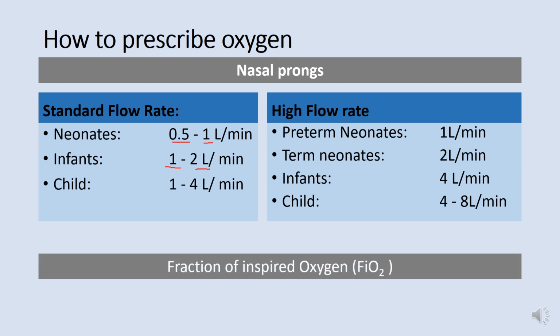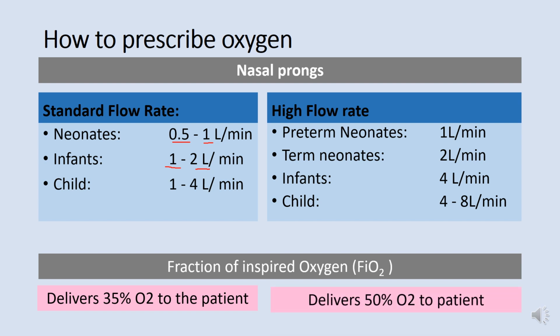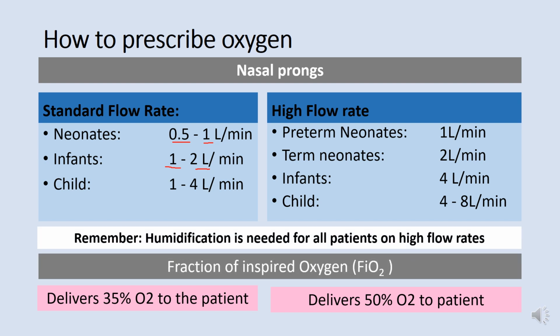What is the fraction of inspired oxygen expected when you deliver oxygen by nasal prongs this way? So when you use the standard flow rates, you're able to deliver 35% oxygen to the patient. And when you use the high flow rates, you're able to deliver 50% oxygen to the patient. Please remember, anytime you prescribe high flow rates to a patient, you must also remember to humidify the oxygen. Okay?